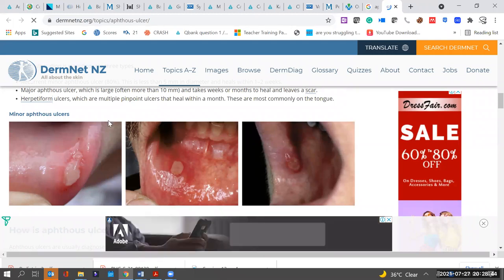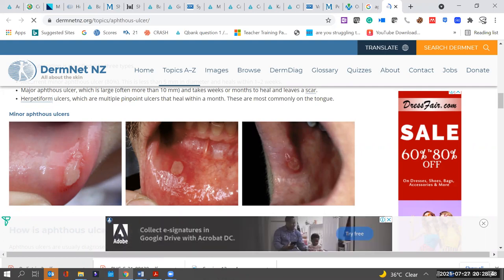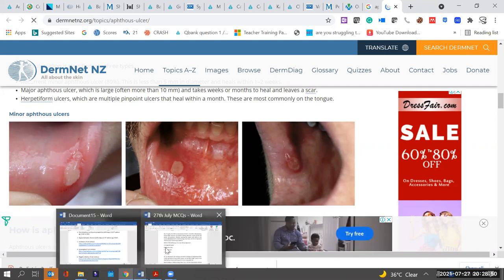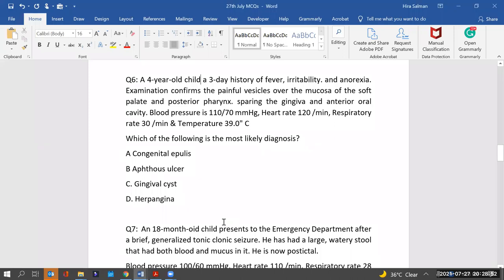Based on the presentation, you cannot say it's aphthous ulcer, because here in the question, the posterior involvement, the posterior pharynx is involved and the palate is involved. So that's most, and multiple vesicles. So that's most likely herpangina.